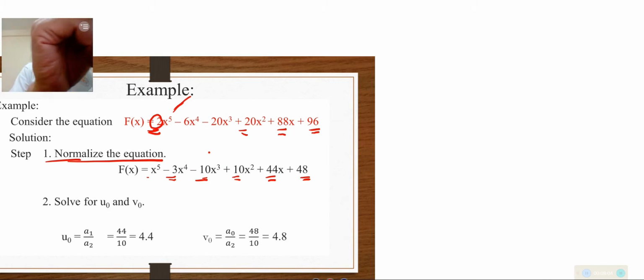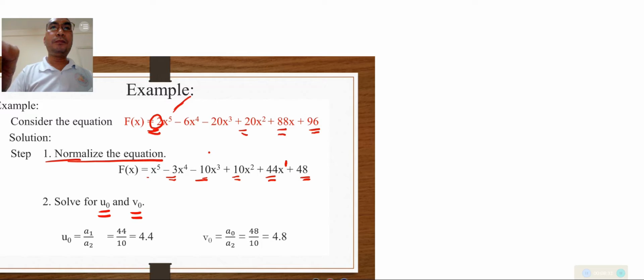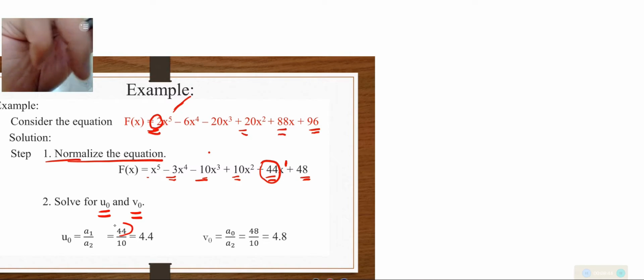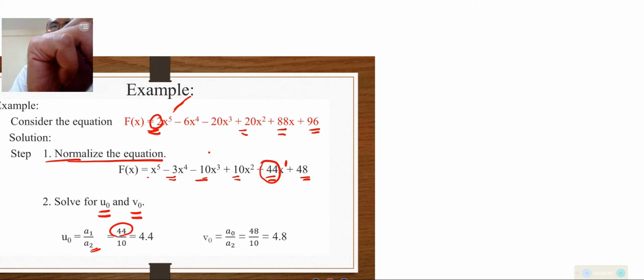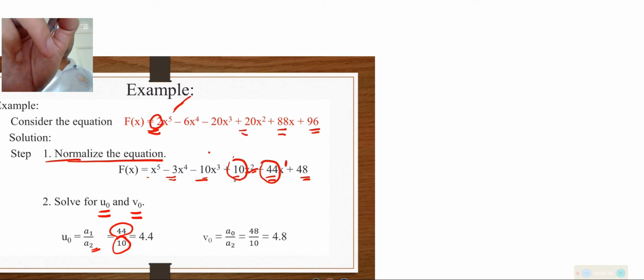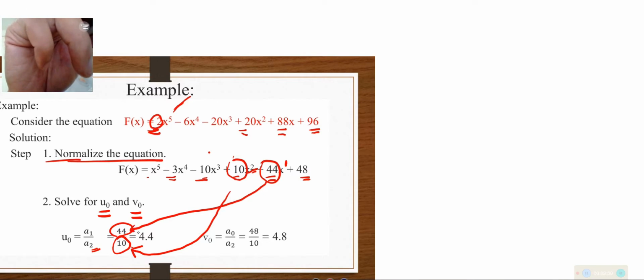Next is to solve for u0 and v0. Our formula for u0 is equal to a1 all over a2. As I have mentioned, a1 refers to the term with the first degree. In the equation, the term in the first degree is 44, so that's why we have 44 here. And a2, the term with the second degree, is 10, that's why we have 10 here. The 44 came from this one.